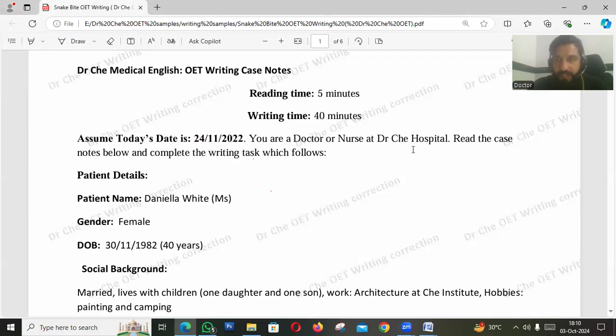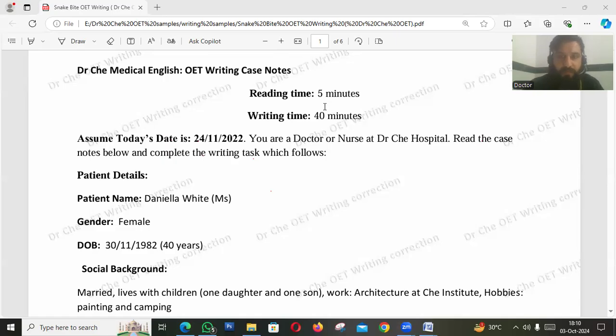So before we start, I want to ask, how much time will you have in the real exam to complete your task? How much time will you have in the real exam to complete your task? 40 to 45 minutes. 5 minute reading time and 40 minutes for writing. Okay, very good. 5 minutes reading time and 40 minutes to write your letter.